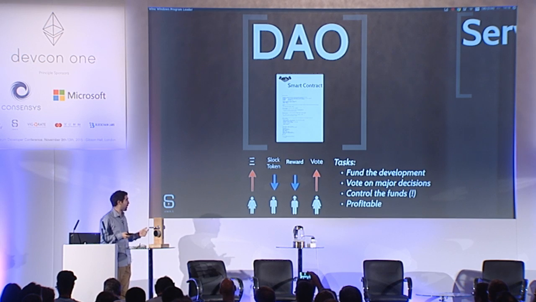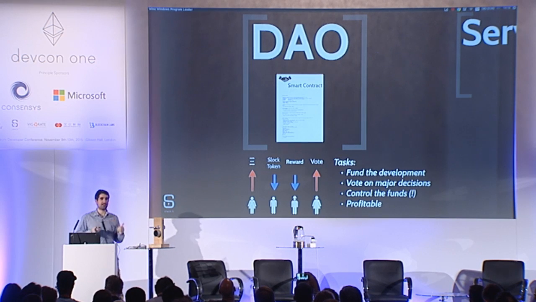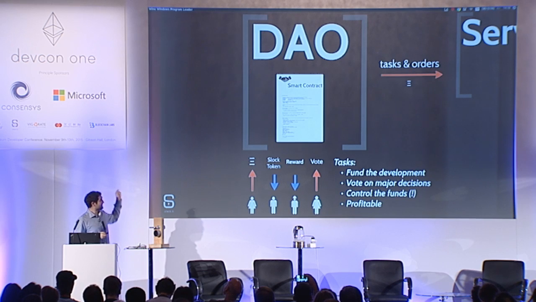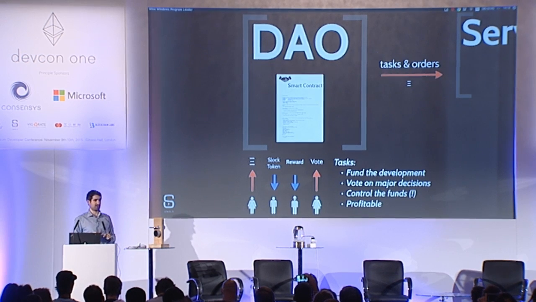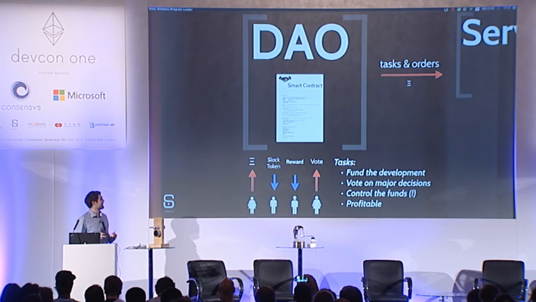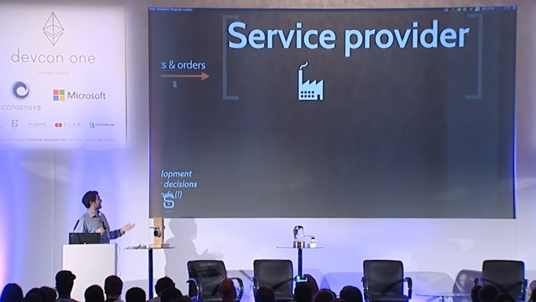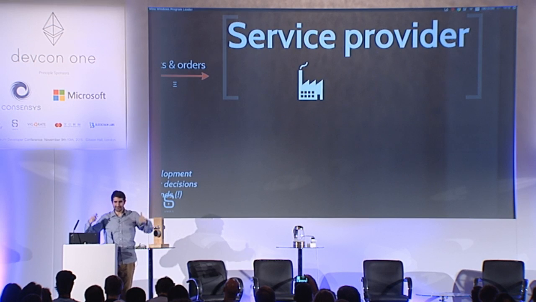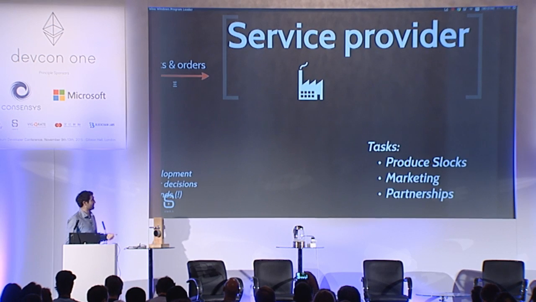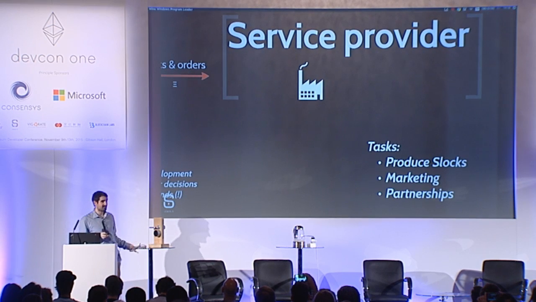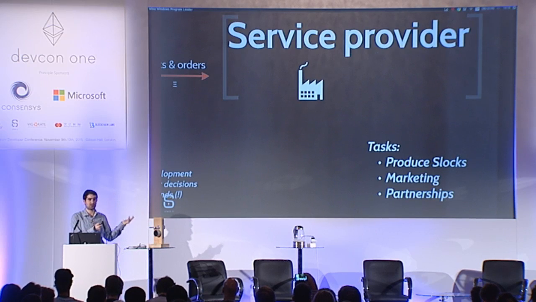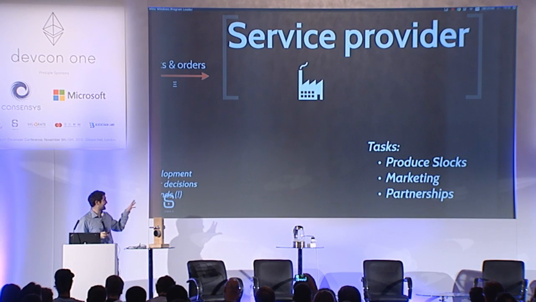And of course, you vote on major decisions, like how to spend the money, where you want to send the money to. Then you give some tasks and orders to a service provider, usually through a smart contract we will set up for this. So what does the service provider do? The first service provider will be Slock.it GmbH in Germany. What we do is produce the locks, do the marketing, and the partnerships with all those hardware manufacturers which are producing smart locks. So this is basically our task, and we need money for doing this.